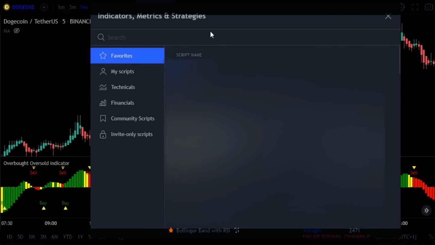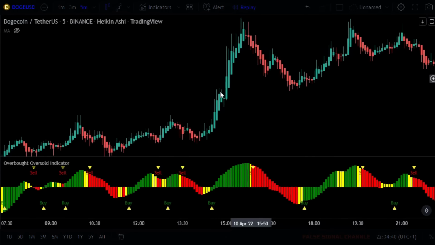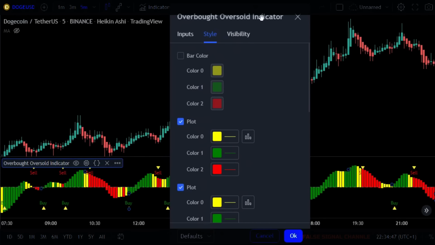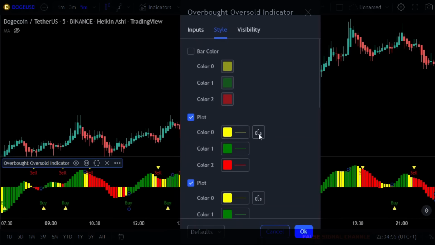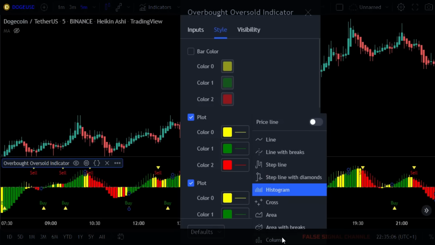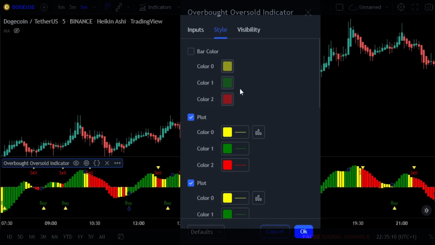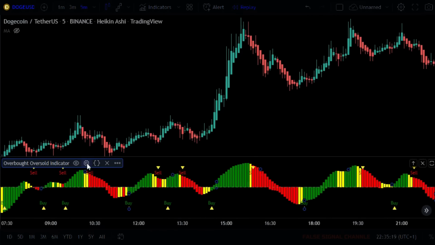To find this indicator we need to open the indicators section from here, and type the name of the indicator as it appears here, overbought oversold indicator. Then, we open the indicator settings, and in the input section we change the number 5 to the number 8. Then to the style to make some adjustments that we want. For example, I changed these lines to columns to be clearer. You can leave it as it is. It's your choice. I also removed the color of the candles, and you can leave it as well. But as I said, the important thing is the input, and the length should be on the number 8.